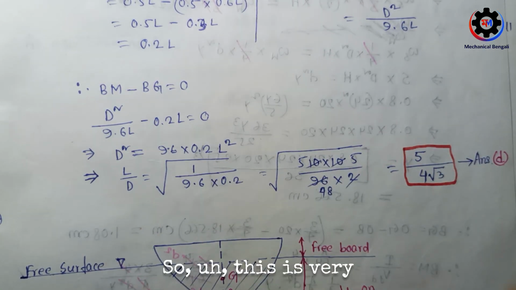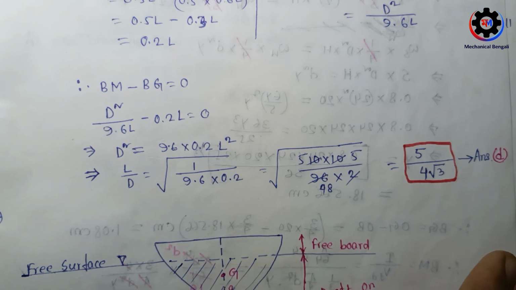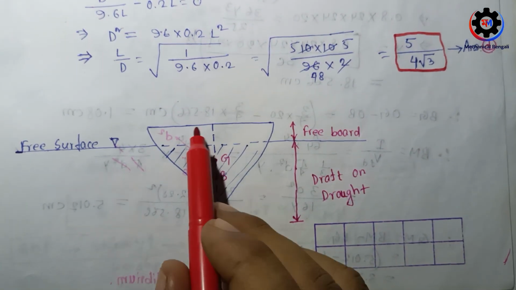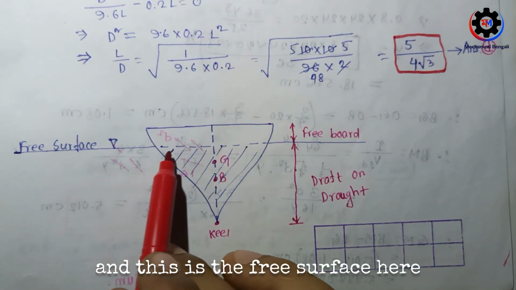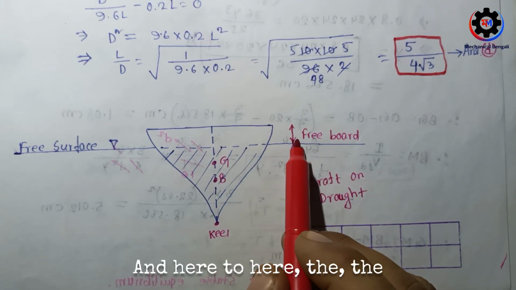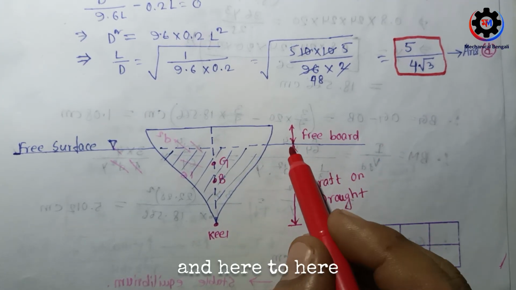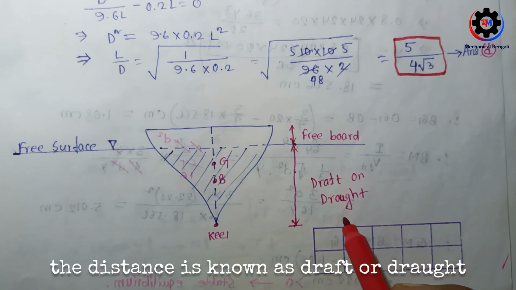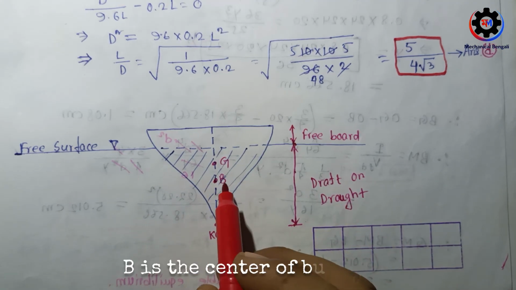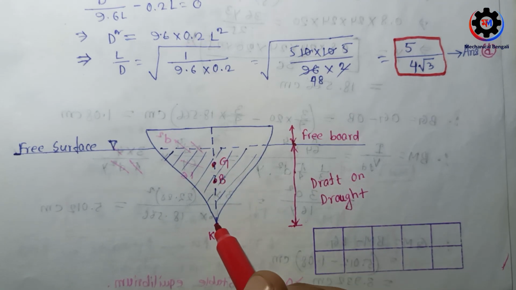So this is a very important question from the GATE point of view. Now consider this is a ship and this is the free surface here. Here to here the distance is known as freeboard, and here to here the distance is known as draft or draught. B is the center of buoyancy and G is the center of gravity, and this is the keel of the ship.